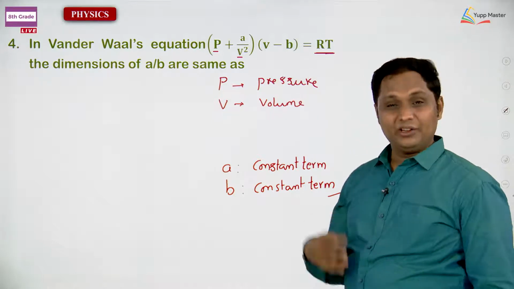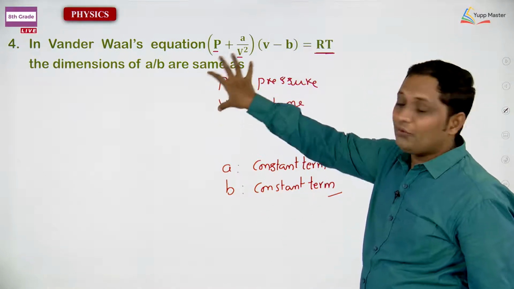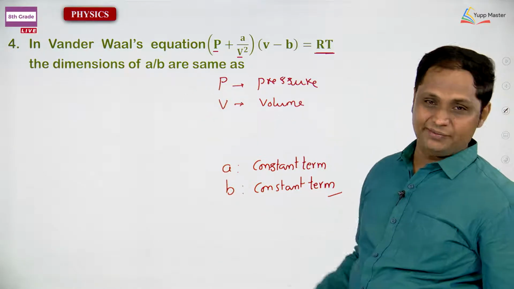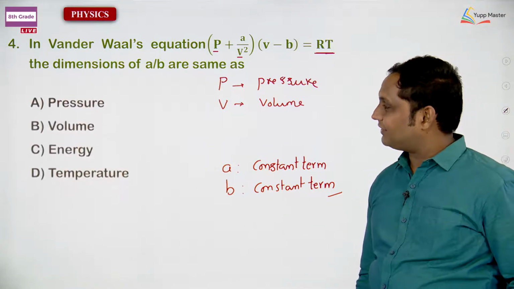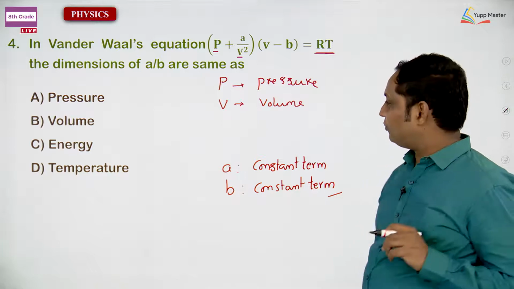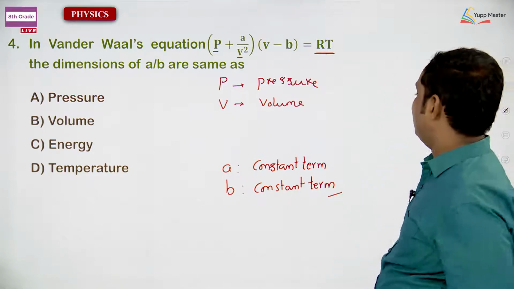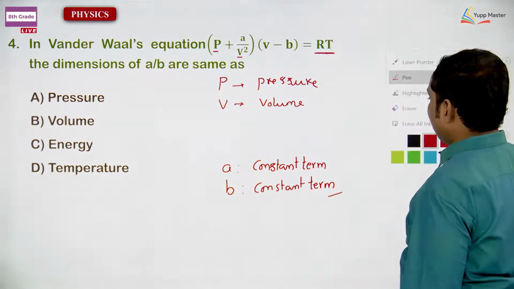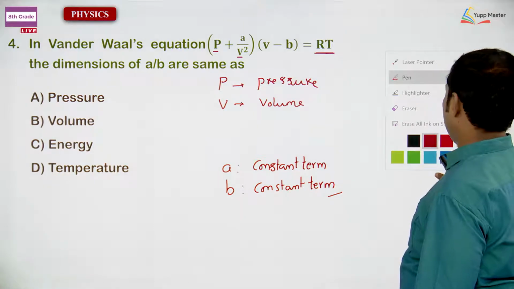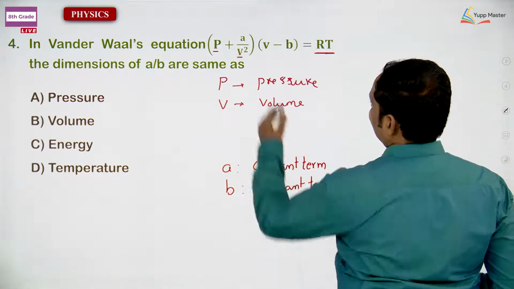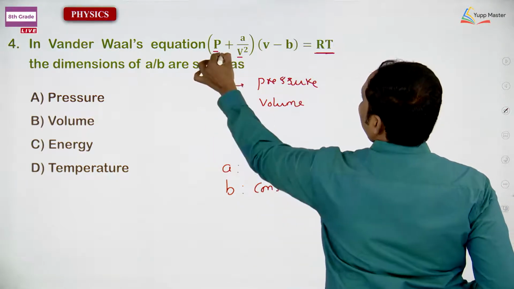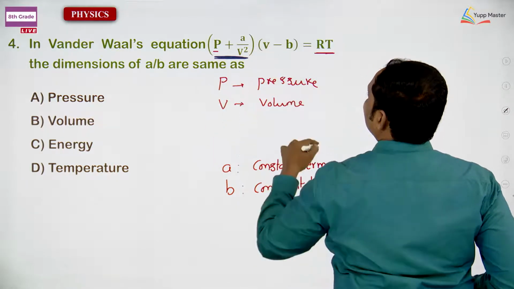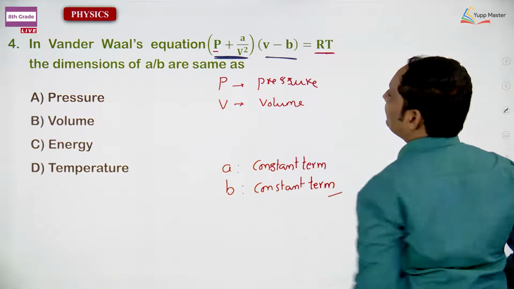In the Van der Waals equation, the dimensions of A by B are as. Just you have to solve this problem. That is the question. All right, take this equation. This is the given equation. This is a term. This is also one term.